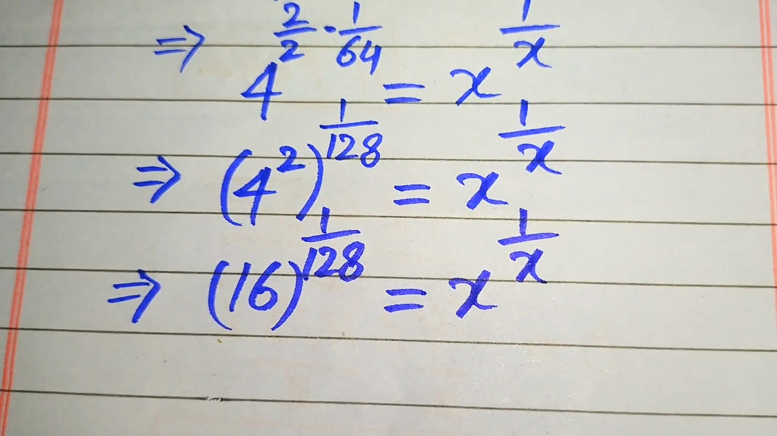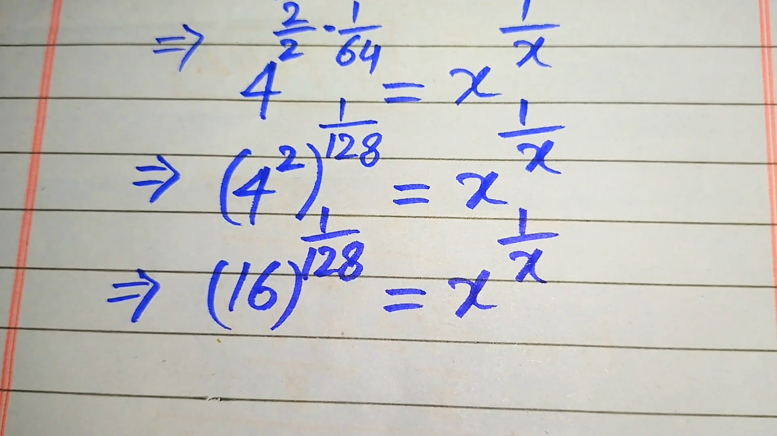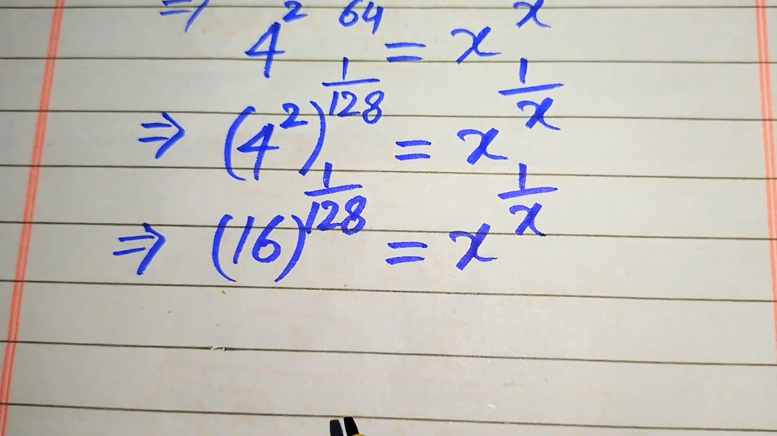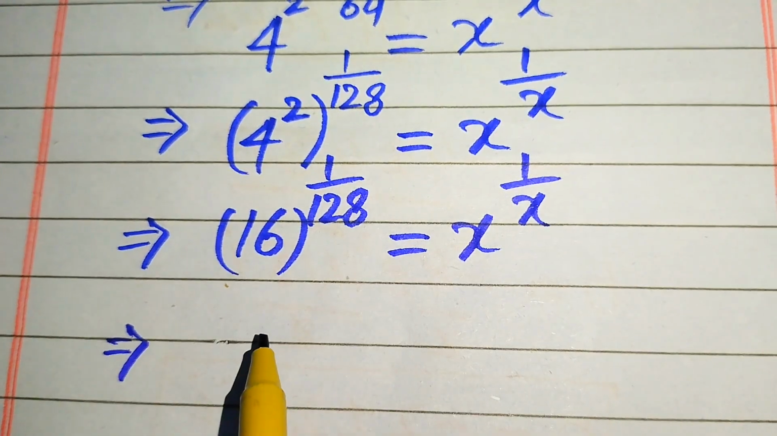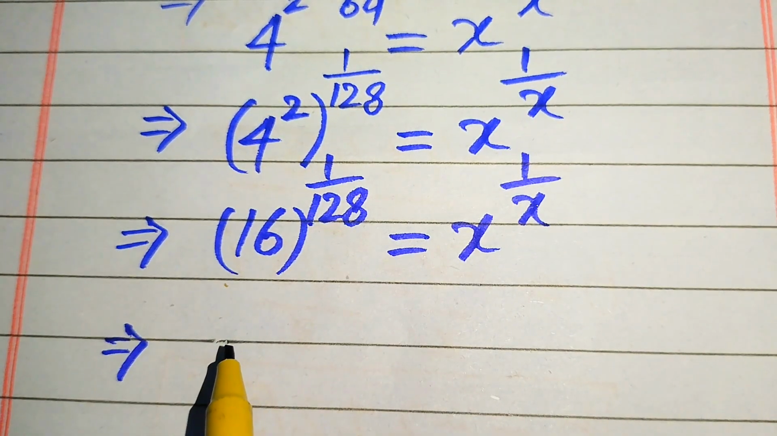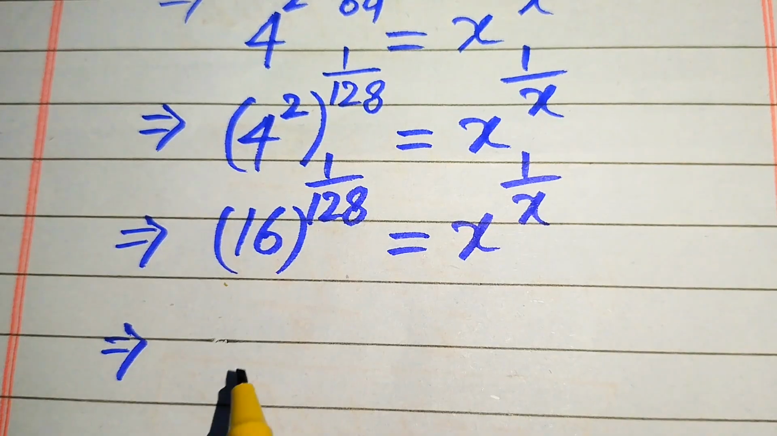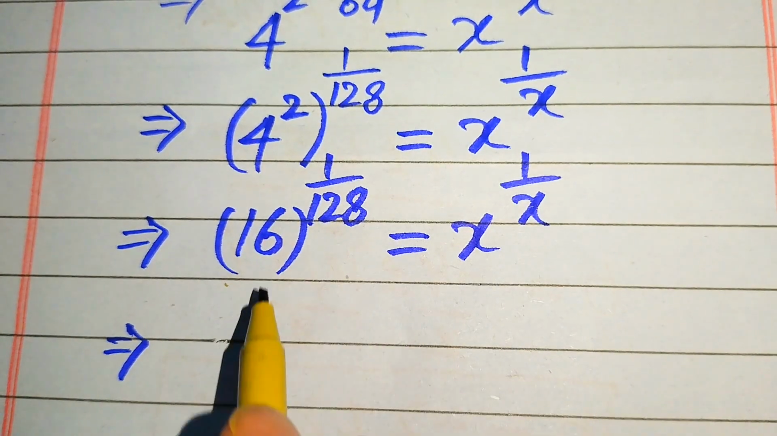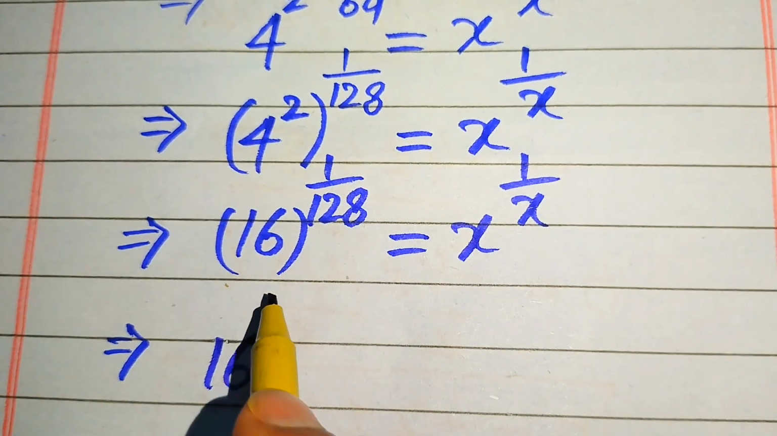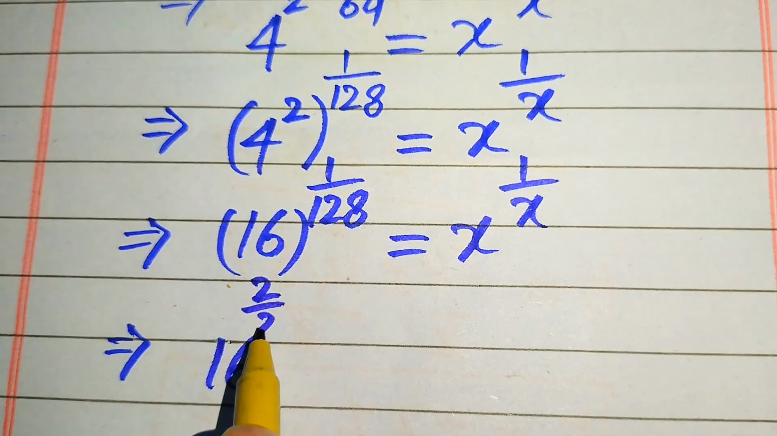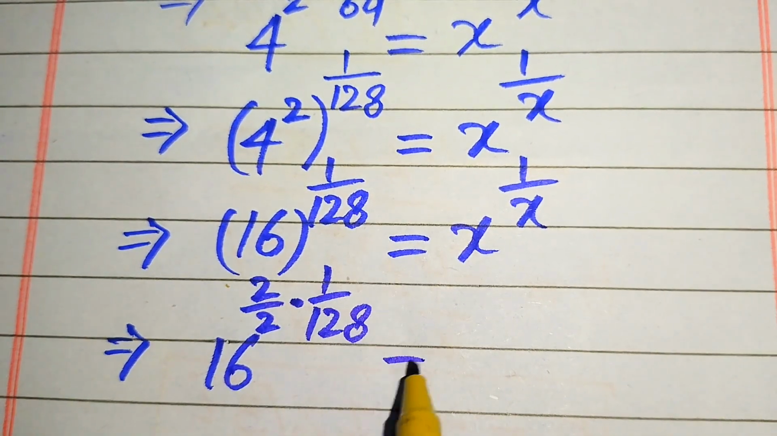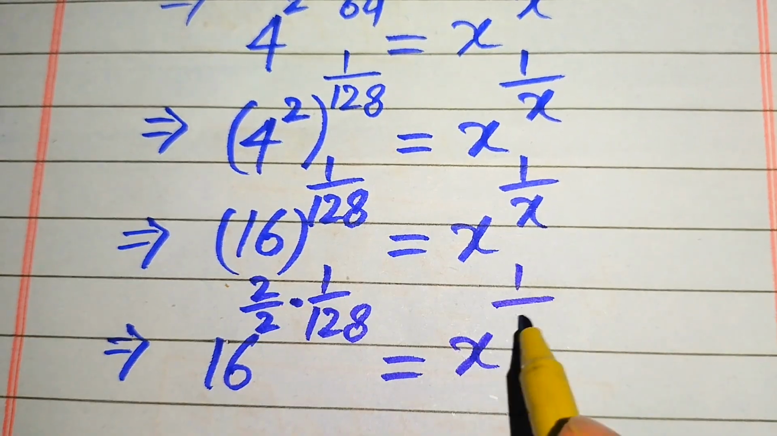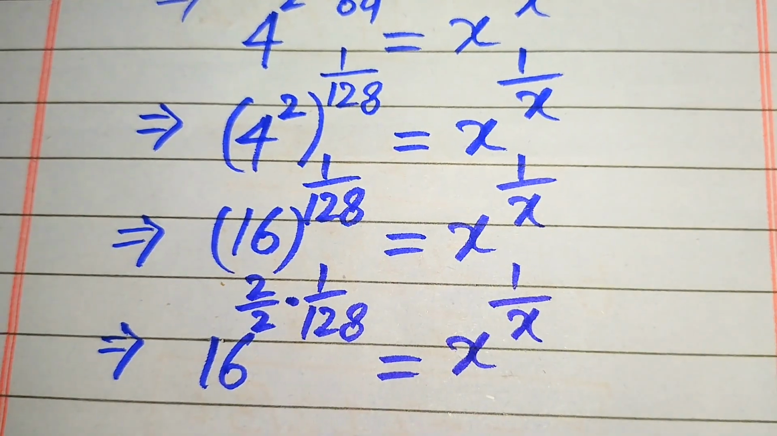So you see that again here on the left hand side we cannot get the exponent as the reciprocal of its base, so we need to repeat the above process, so that we again multiply and divide the 16 by 2. So it becomes here 16 to the power of 2 over 2 multiplied by 1 over 128 is equal to x to the power of 1 over x.